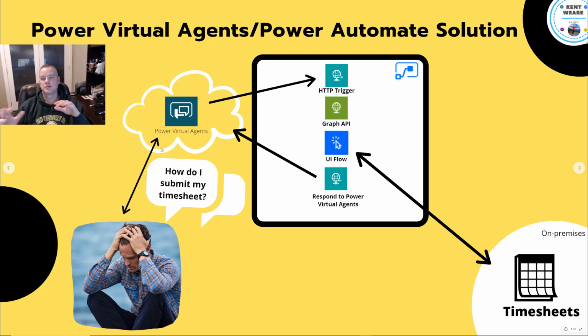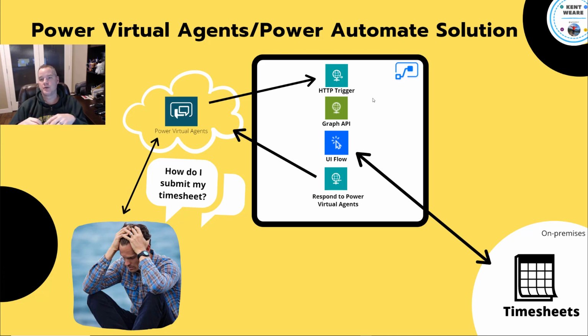Then what we're going to do is expose a flow which is going to act as our middleware between our UI flow and our chatbot session. As part of this, we're going to expose an HTTP trigger. There are going to be some inputs that we want to receive in the flow, like the project, the date, and the hours that they want to book time to.